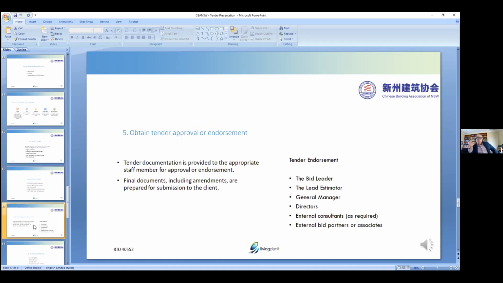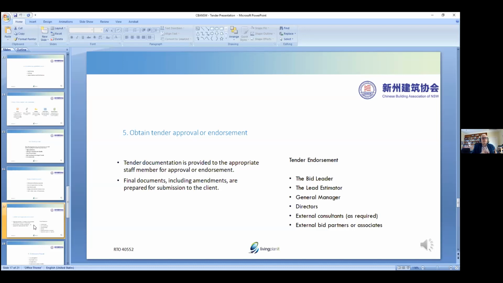All right, now before we submit our tender, it needs to go to the appropriate person. And the final person in a larger organization is generally the directors. So it could go from the estimator, chief estimator, bid leader, directors. Okay, so you have to get endorsement or approval at each stage.